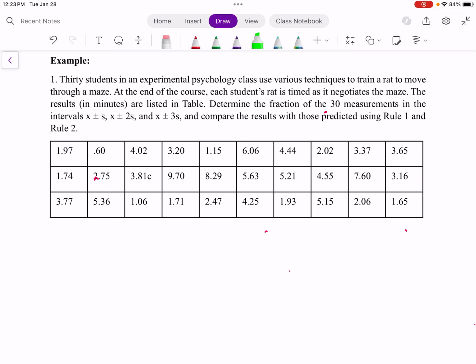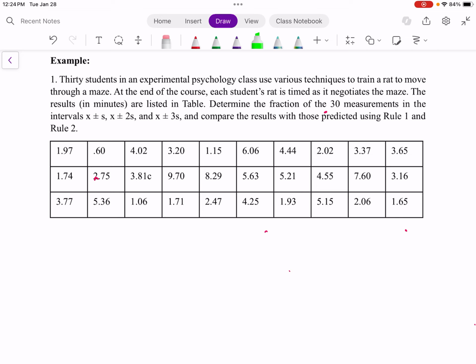We have 30 students in an experimental psychology class who use various techniques to train a rat to move through a maze. At the end of the course, each student's rat is timed as it negotiates the maze. The results in minutes are listed in the table. Determine the fraction of the 30 measurements in the intervals. Again, it does not tell us whether this is symmetric or not.